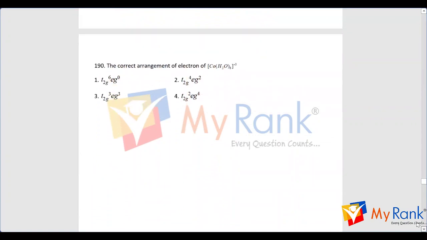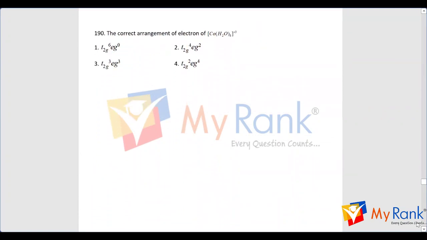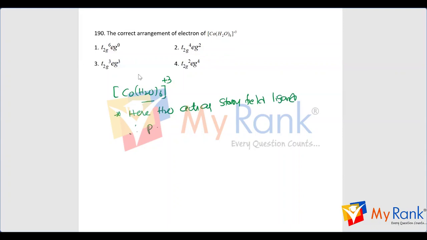Now, question number 190. The correct arrangement of electrons in [Co(H2O)6]3+. Here, in the case of cobalt +3, an exceptional case, H2O acts as a strong field ligand. Therefore, pairing takes place. That's why.